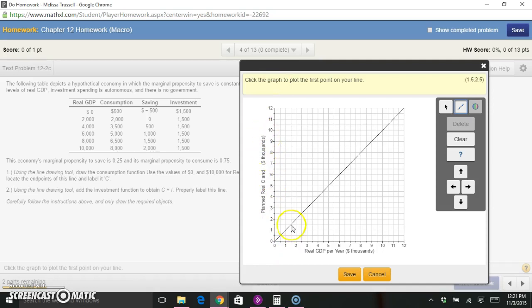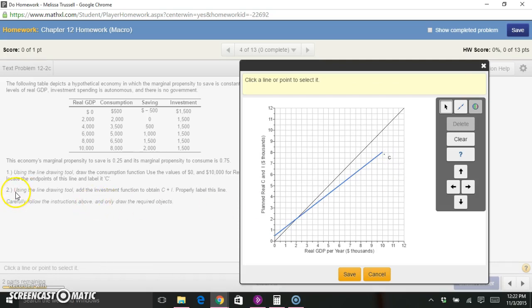Notice that the axis is labeled in thousands, so 500 really just means 0.5 thousand, half a thousand. And then at 10,000, I know from the table that I have 8,000 in consumption. So I'm going to go over to the 10 in GDP and up to the 8 in consumption. Notice in the upper right-hand corner of the graph, you can see the point. It tells you that I'm at 10, 8, so I can be sure I'm in the right place before I click. Now I want to label this my consumption line, C.